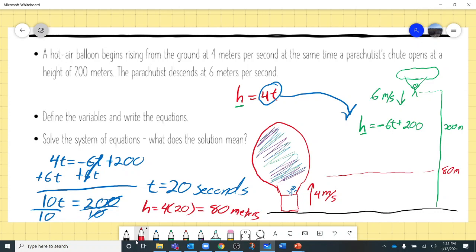After that, the parachutist will be lower and the balloon will be higher, assuming they continue to rise and fall at constant rates. Okay? If you like drawing pictures, even if you don't like drawing pictures, it's kind of fun to draw pictures for a math problem, even if you're not any good at drawing. See? Okay, that's it for that one.